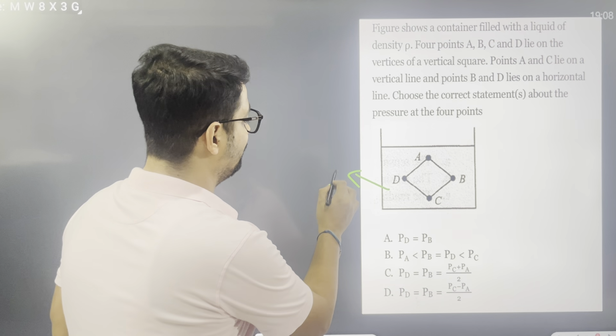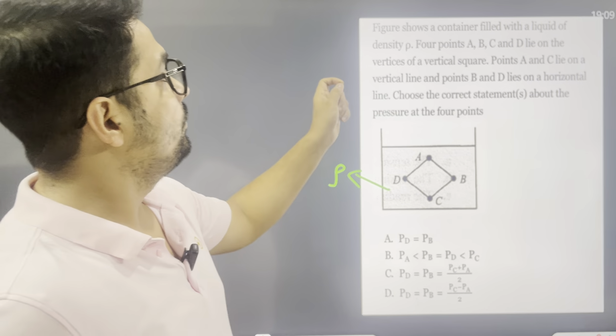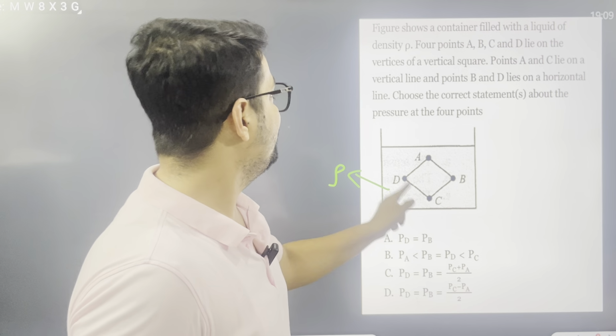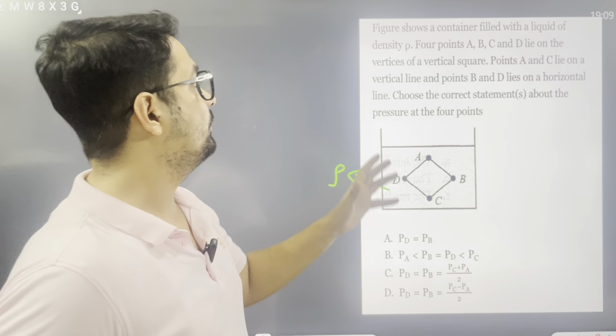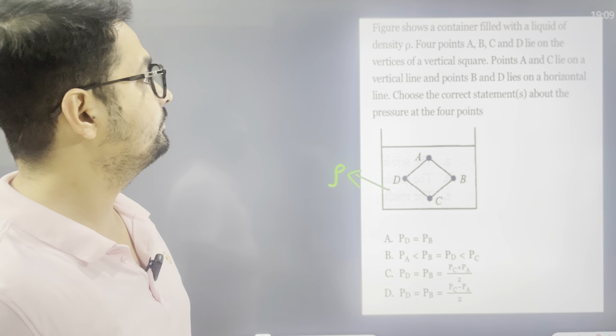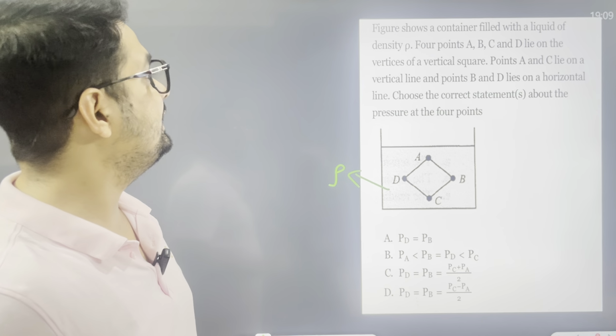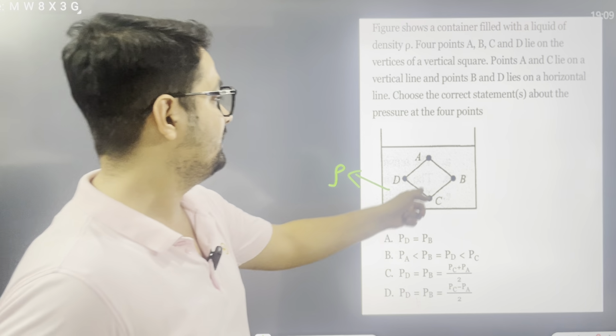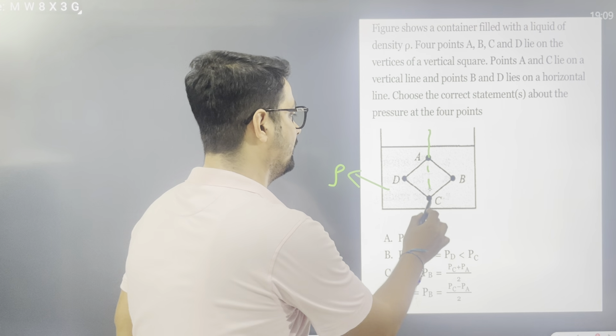Density of the liquid is given as rho. Four points A, B, C, D lie on the vertices of a vertical square. Points A and C lie on the same vertical line.